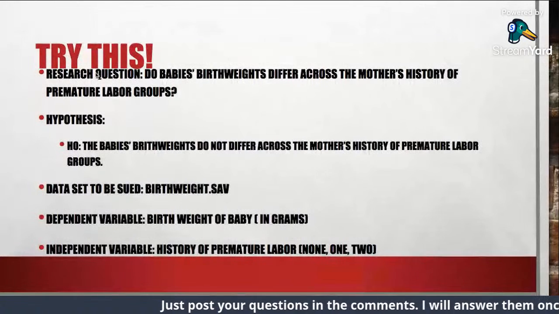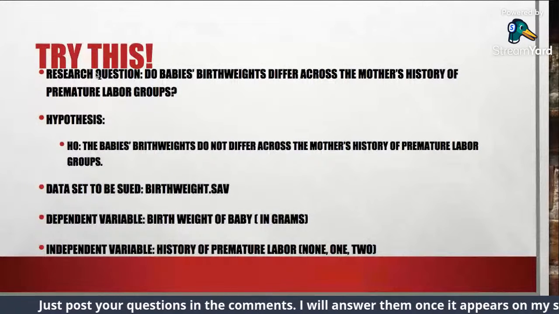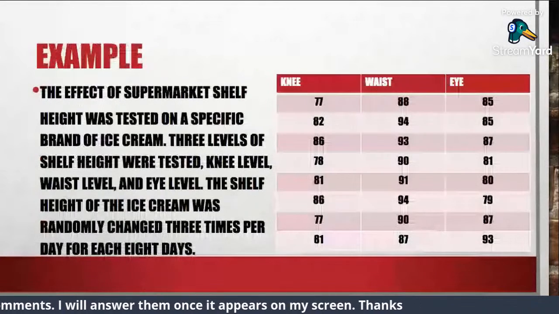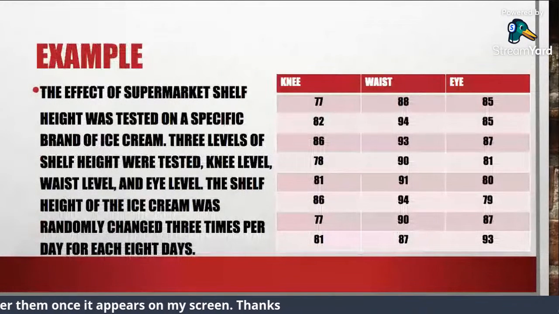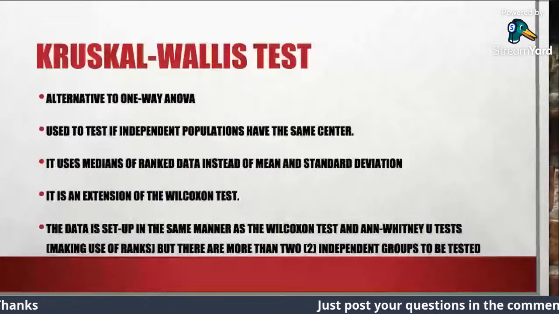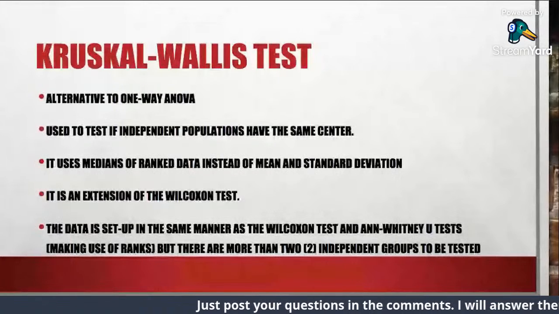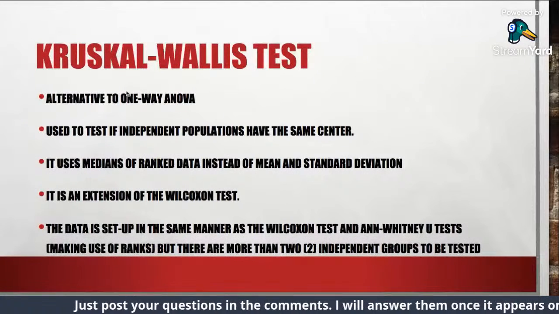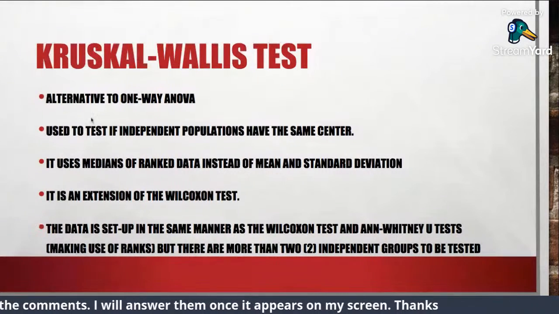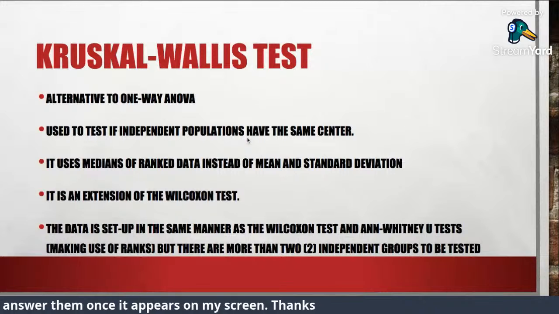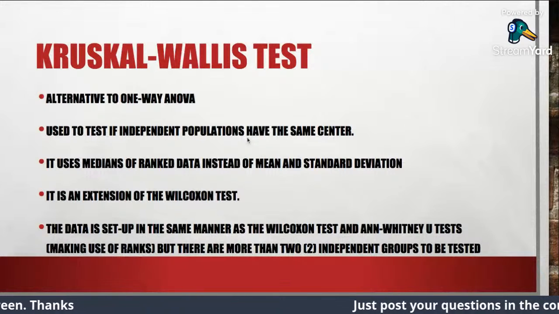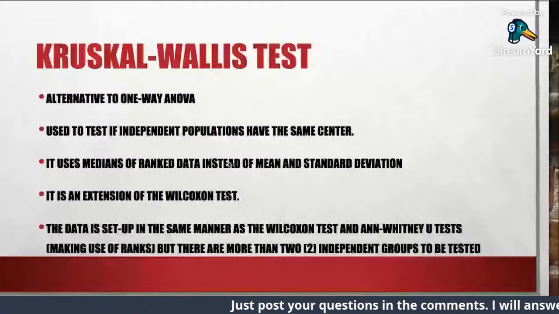I-explain natin. So, I think we were able to perform Kruskal-Wallis or not. Hindi pa. Okay? So, let's try Kruskal-Wallis this time, tests. According here, Kruskal-Wallis test is the alternative to one-way ANOVA. So we use to test if independent populations have the same center. So it means it uses medians of ranked data instead of mean and standard deviation.